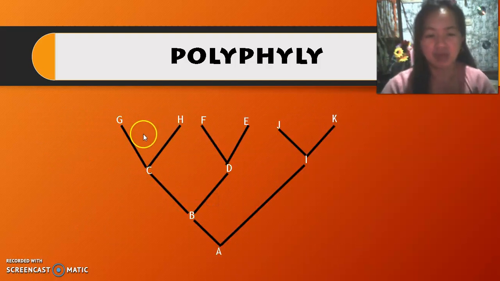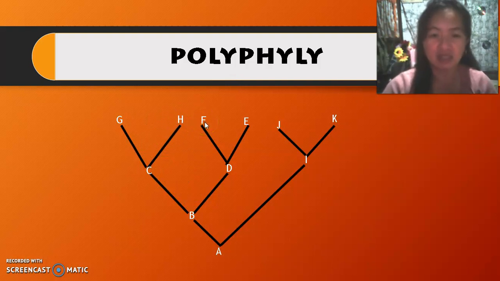Now, for us to have a polyphyletic group, we choose H and F. This can give us a polyphyletic group because H has a different ancestor from F. The ancestor of H is C, while the ancestor of F is D. So this is a polyphyletic group.